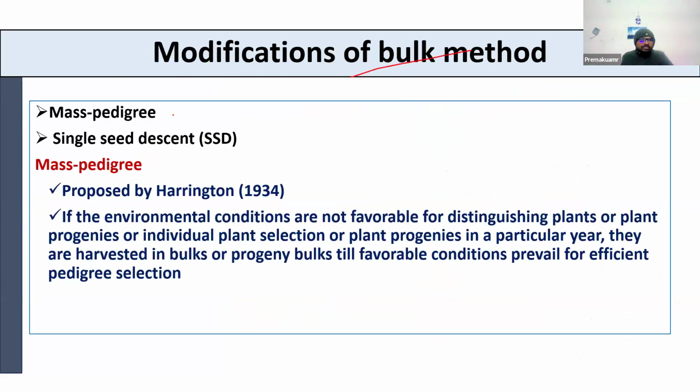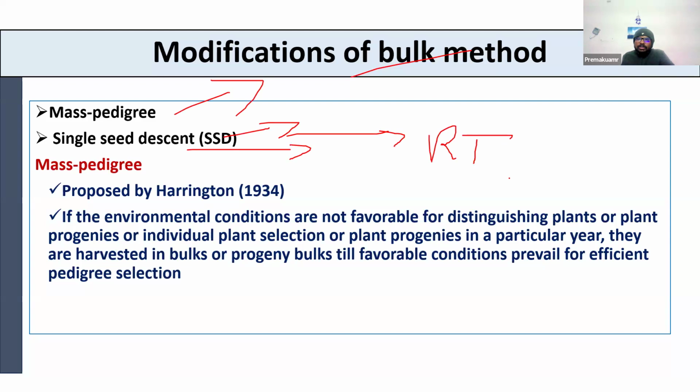One is a modification of the pedigree method, called mass pedigree, and another one is single seed descent. Single seed descent is the most used method for development of RILs. Many breeders are adopting this method to advance generations and develop the RIL population. We have discussed what a RIL population is and what the advantage of a RIL population is in mapping. The single seed method is very much used.